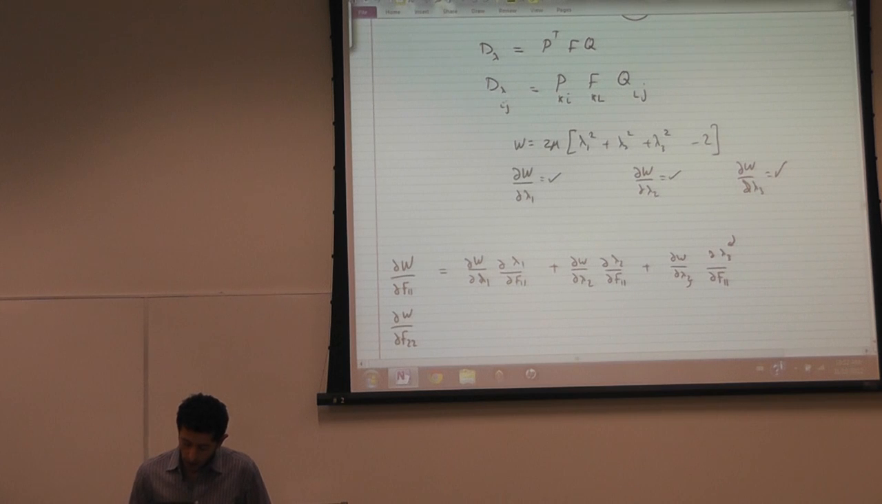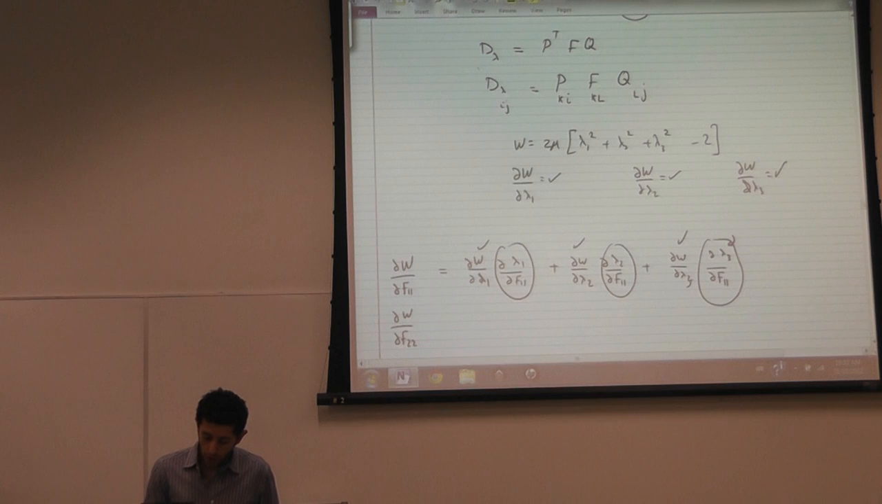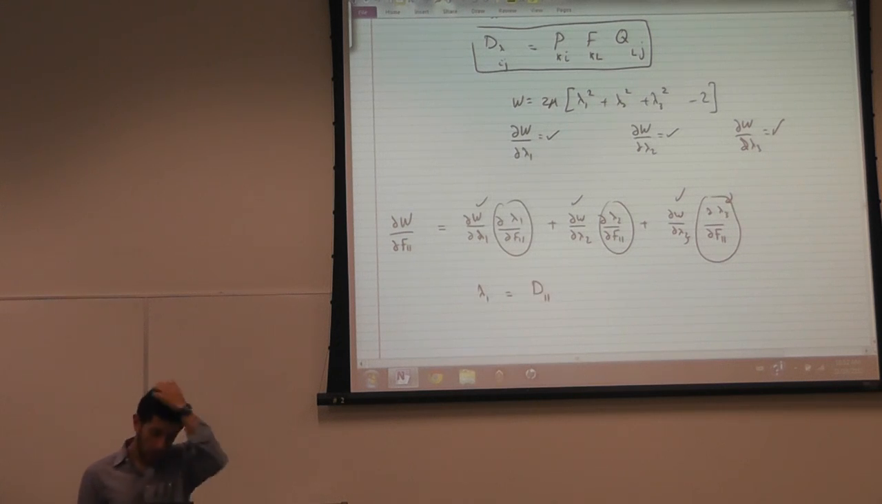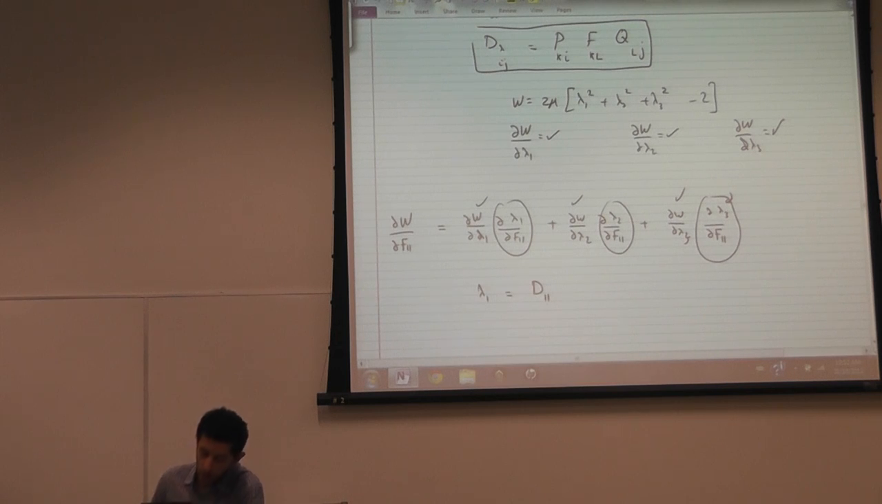How do you find? So we know these. How do you find partial lambda 1 and partial lambda 2 and partial lambda 3 with respect to F11 from this relationship? I know that lambda 1 is equal to D11. That's the first component in that matrix, D11. So put i equal to 1, k equal to k, l equal to l, and j equal to 1.